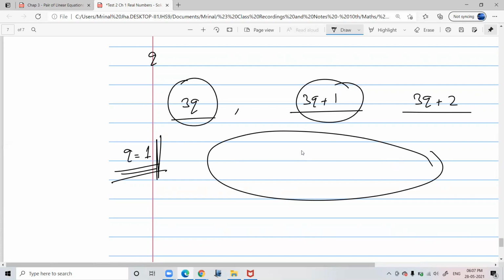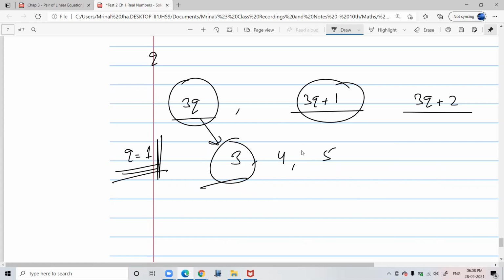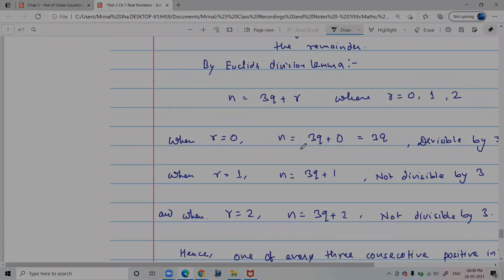So let's take q equal to 1 also. What will happen if I take q equal to 1? It will be 3, 3 plus 1 is 4, and 3 plus 2 is 5: 3, 4, and 5. Out of these numbers, you see only the first one, which is 3q, is divisible by 3. The remaining will never be divisible. That's the logic we have followed here. This is how you will write it. So go through the solution, how to write it.